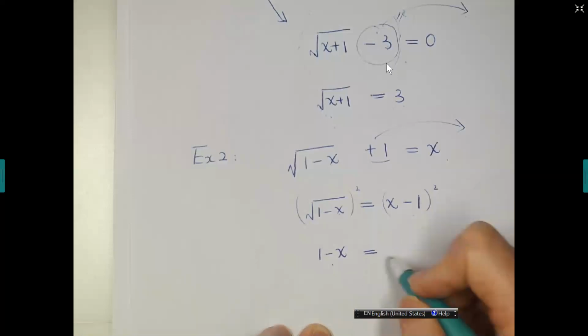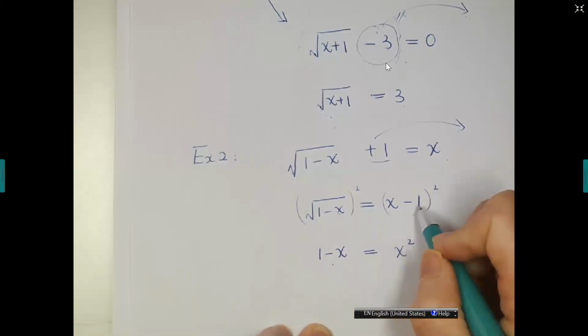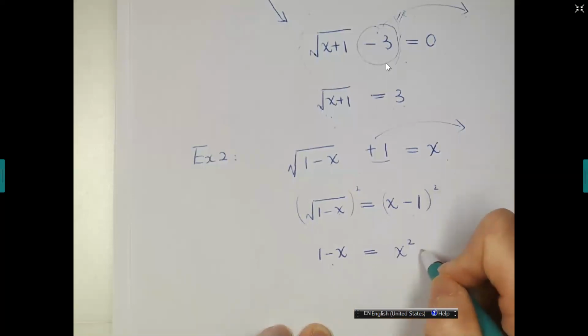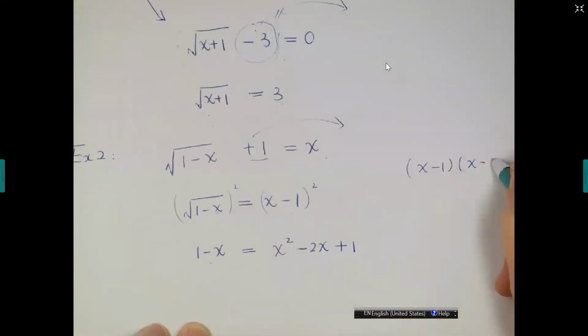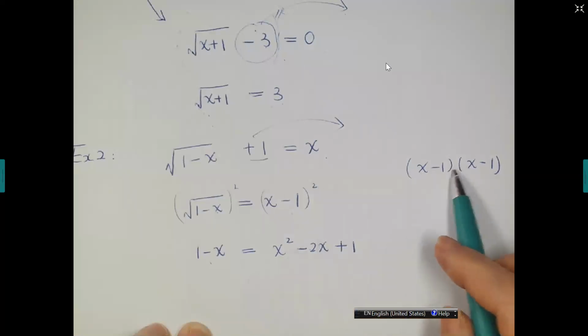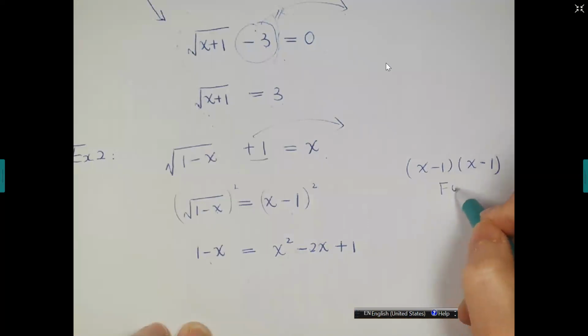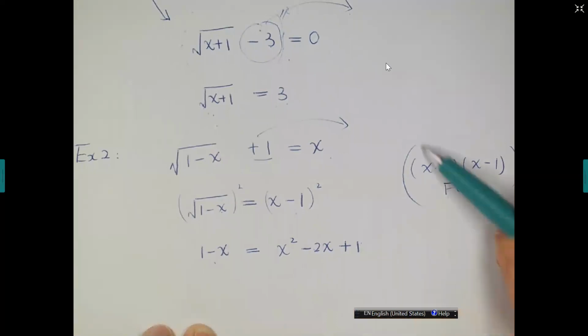Raise a binomial to a square. It equals the square of the first term, x squared, and then double their product, negative 1 times x, that's negative x, double that, minus 2x. And then plus the square of the second term. 1 squared is still 1. And if you don't remember the formula for squaring a binomial, you can always rewrite it as a product. X minus 1 squared equals x minus 1 times another x minus 1. Then you can simply use the FOIL rule. You can still get the same answer. To save time, I do not go over this now.